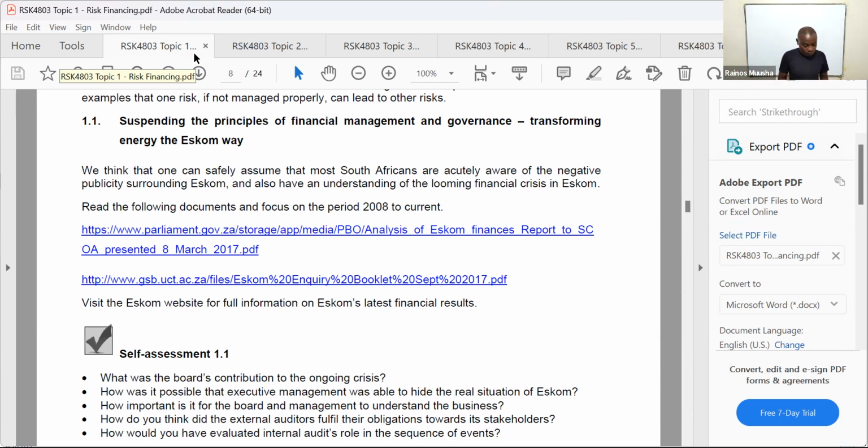particular sections as well. So unit 1.1, they give us information regarding suspending the principles of financial management and governance, transforming energy the ESCOM way. You will see that when it comes to the articles that we have made available to you, or that we have already downloaded and made a bit of notes on, when it comes to unit 1.1 to 1.4, the articles are already downloaded.